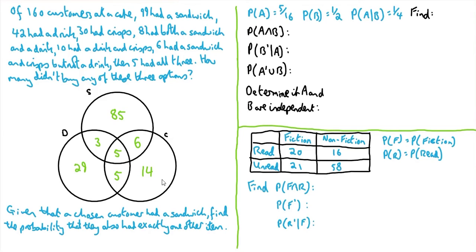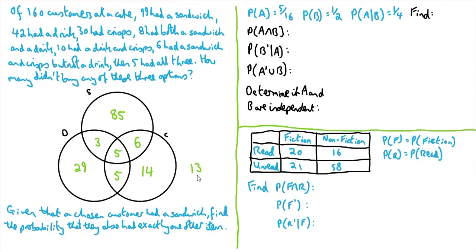To wrap up, because we know that there are 160 customers in total, if you were to add up all of these numbers inside the sets, you'd find that doesn't equal 160. There'll be some number left over. In fact, there's a disparity of 13. Therefore, this 13 must be what's on the other side. These 13 customers ordered something completely different that wasn't one of these 3 options.